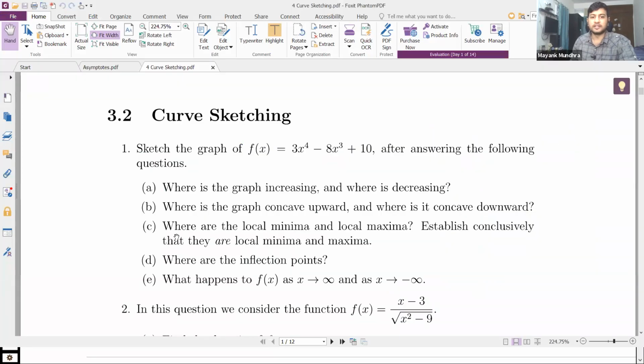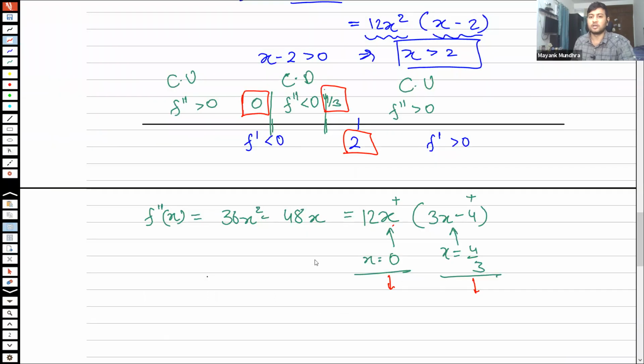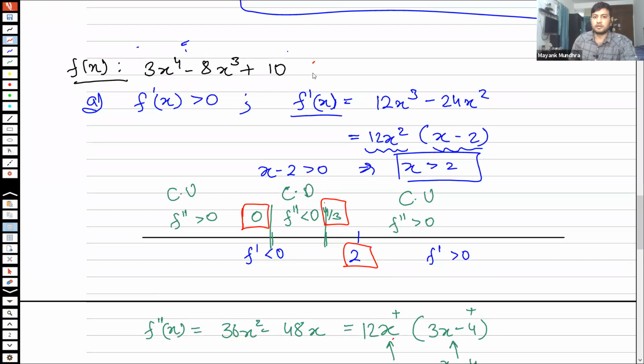Now, third is, where are the local minima and local maxima? Establish conclusively that they are local minima or maxima. So obviously this function is defined on R to R, so there are no boundary points. F double prime always exists. It's twice differentiable again, so f prime not existing will not happen ever. So the only possibility for an optima is going to be f prime 0.